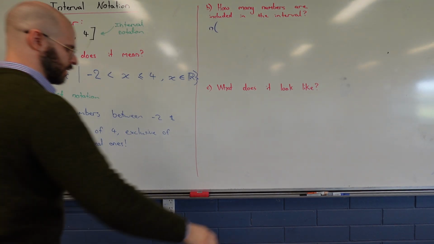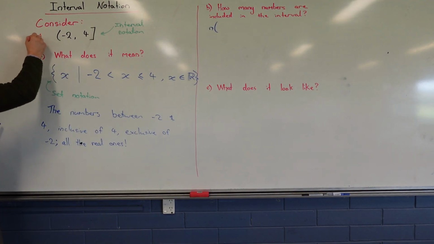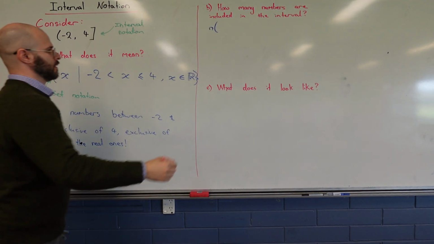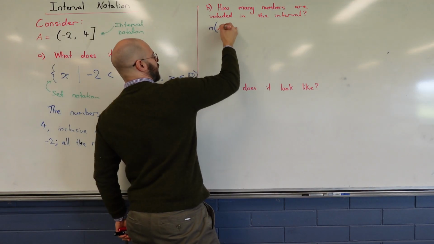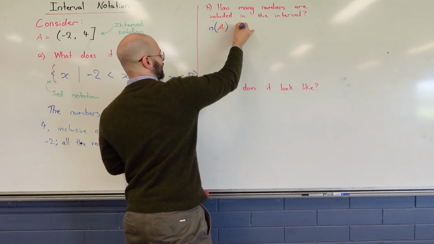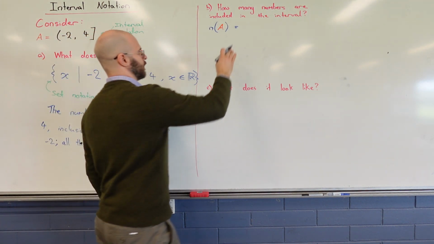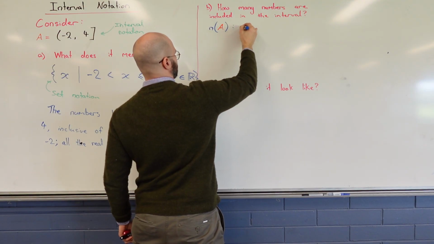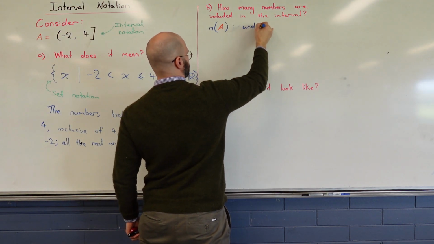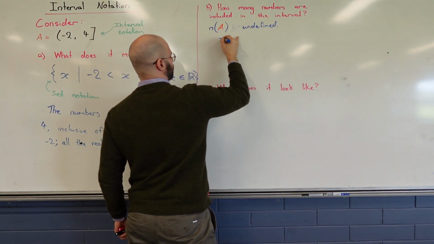Okay, I'm going to give this set a name. I'm going to call it A. The number of items within set A is equal to... You can't, it's undefined. There are infinite numbers.